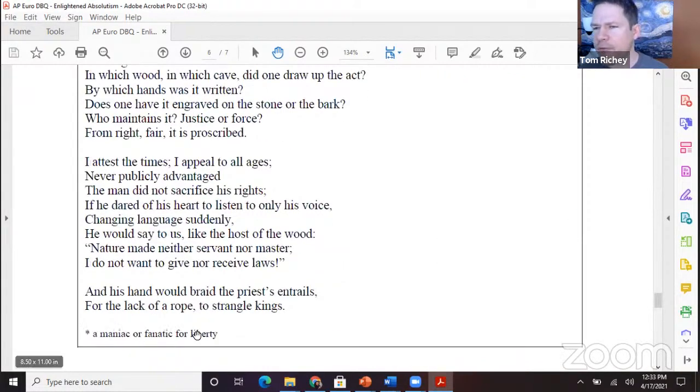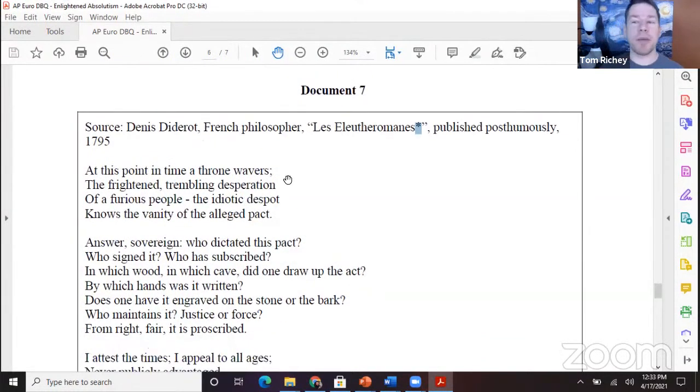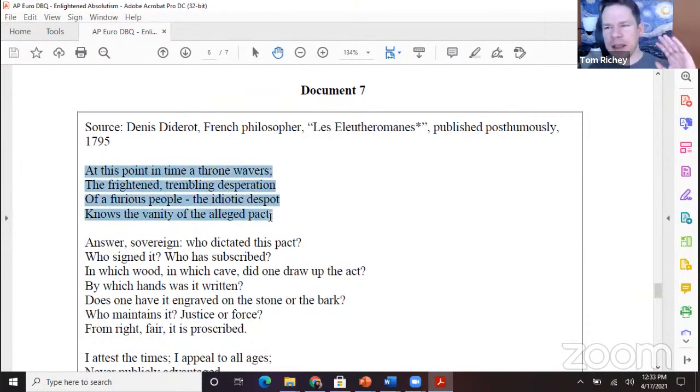Now we're going to go down and look here. A maniac or fanatic for liberty. Okay. And so Diderot, now you might even know about the Encyclopedia, right? So he says here, at this point in time, a throne wavers. The frightened, trembling desperation of a furious people, the idiotic despot knows the vanity of the alleged pact. Now you should know the term despot, because sometimes this is called enlightened despotism rather than enlightened absolutism. Okay, so basically we see here the alleged pact. This is already showing that Diderot is not a fan of monarchy.